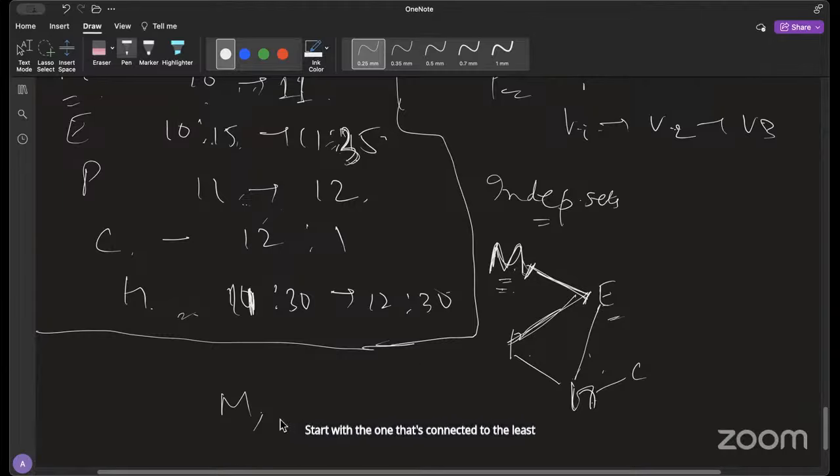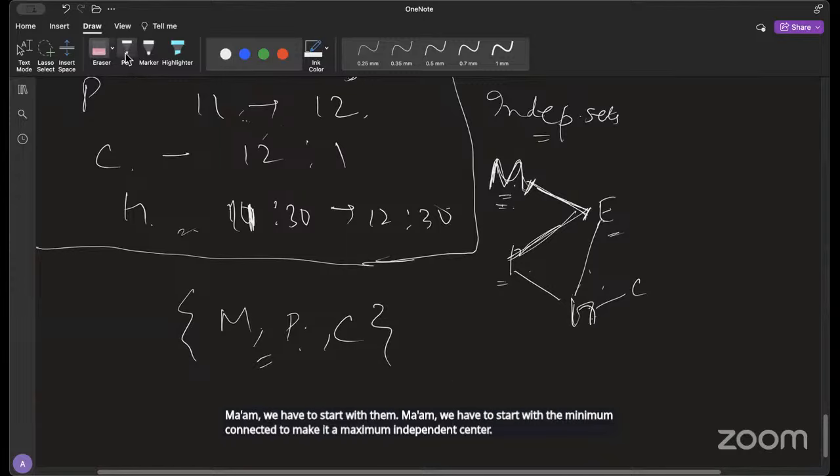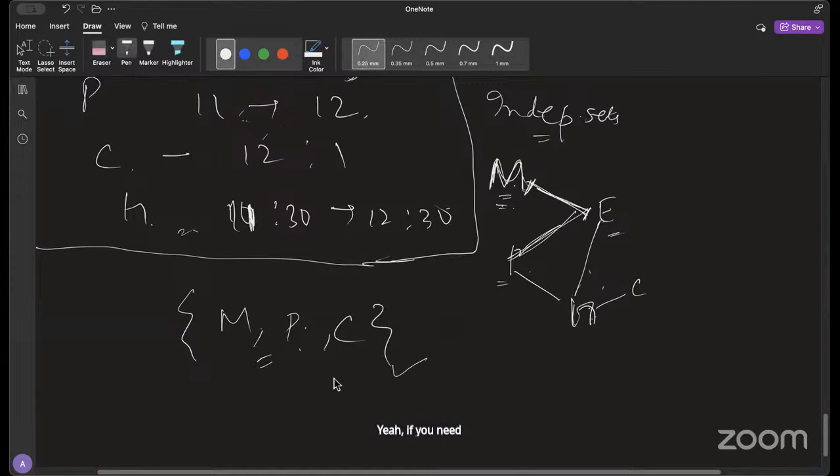So start with M, then you can attend this one too, P. You can't attend E, can't attend H, then you can attend C. So these classes you can attend, right? Ma'am, we have to start with the minimum connected to make it a maximum independent set. Yeah, if you need to find the maximum number of classes you can attend, then it should be 3.